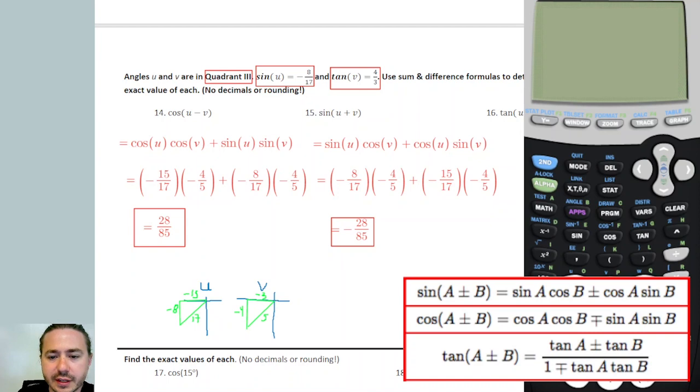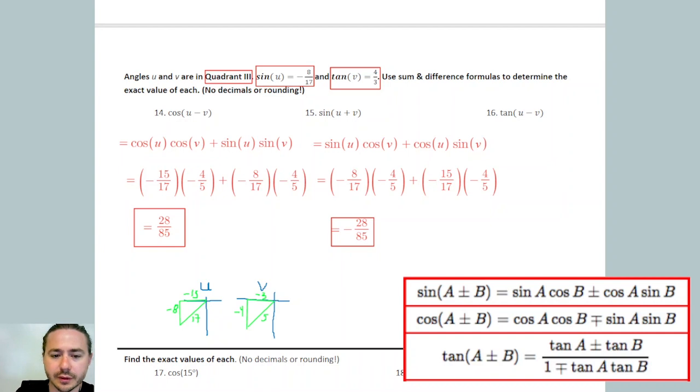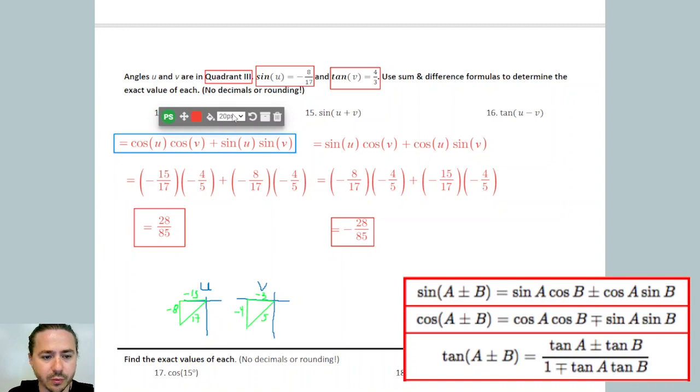All right, for number 16 here, we've got tangent of u minus v. So we're going to use the difference formula. Let's go ahead and get rid of this calculator. And I'm going to have to make this a little smaller. Need some room here to work.